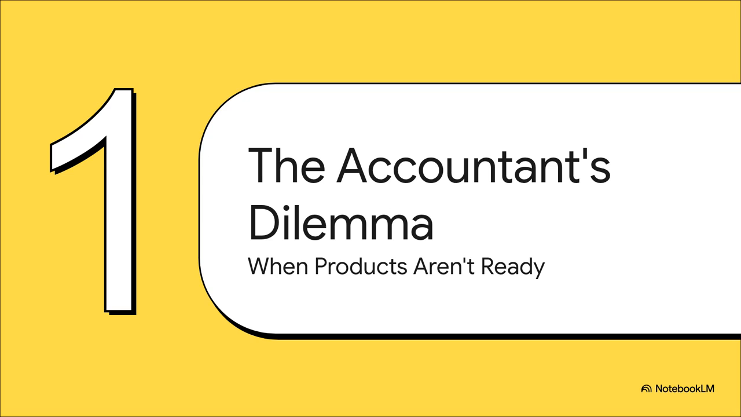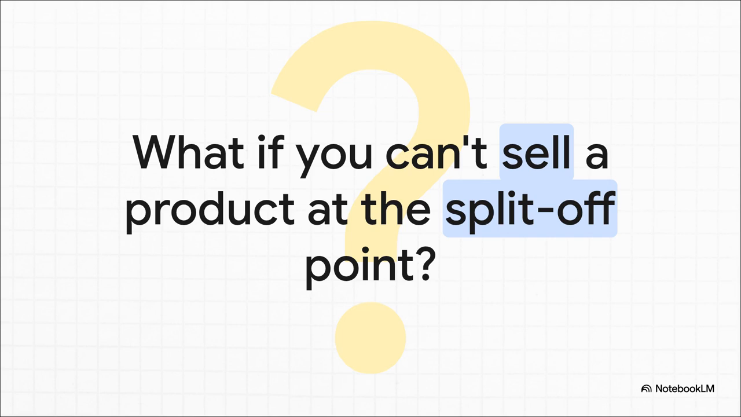Picture this. You've got one single process that spits out a bunch of different products. Think about a dairy, where raw milk becomes both buttercream and condensed milk. The big, messy question is, how on earth do you assign costs to those products when they aren't even sellable yet? And that, right there, is the central puzzle.